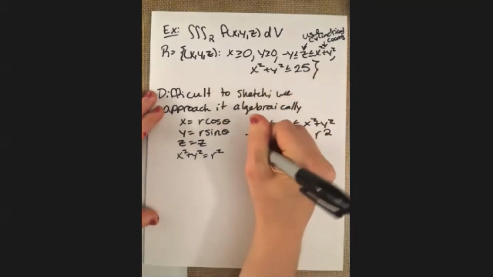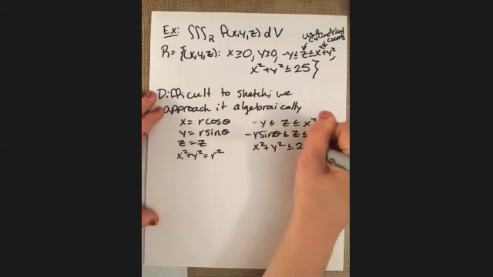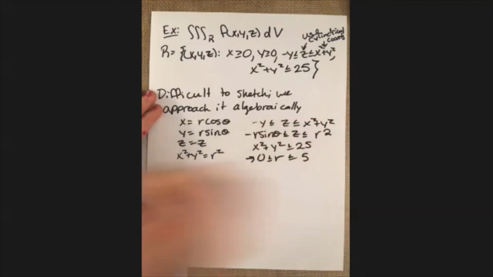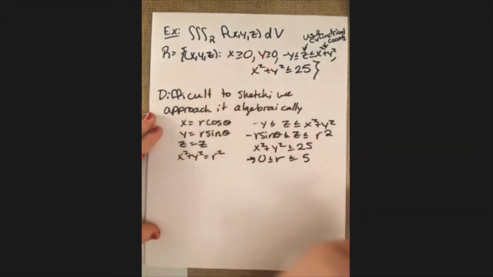This piece right here, x squared plus y squared less than or equal to 25, just means that r has to be less than or equal to 5, and we always know that it's greater than or equal to 0. So at this point, the only thing that we're really missing is theta. So how do we figure out theta?